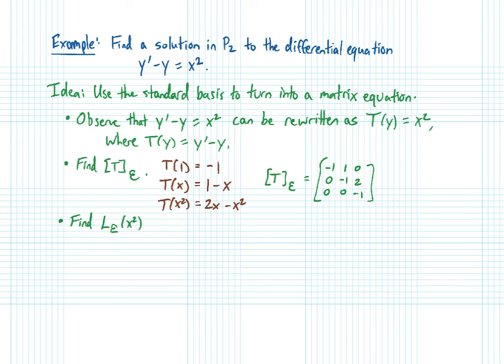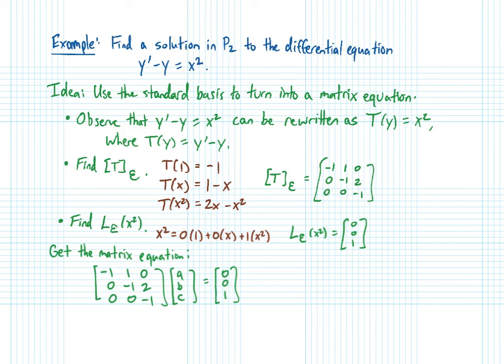But to get a matrix equation, we also need to translate the right side of the equation into a vector. And for that, we use the coordinate transformation for the standard basis. And this is pretty easy because x squared is 0 times 1 plus 0 times x plus 1 times x squared. The coordinate vector is 0, 0, 1. And so now we have enough information to write down a matrix equation. And this is the matrix equation that represents the differential equation. In other words, we can solve the differential equation by solving this matrix equation.